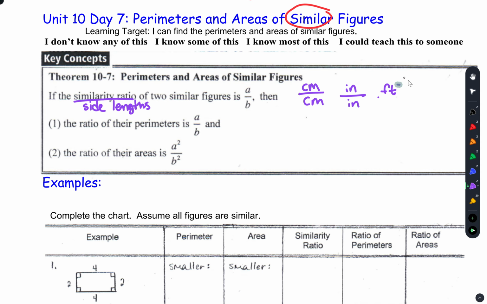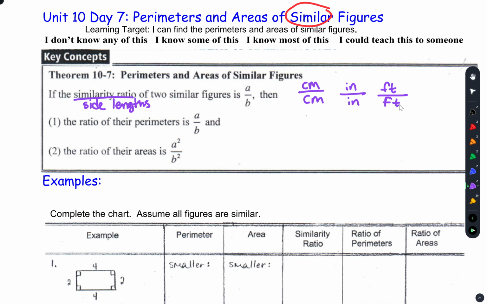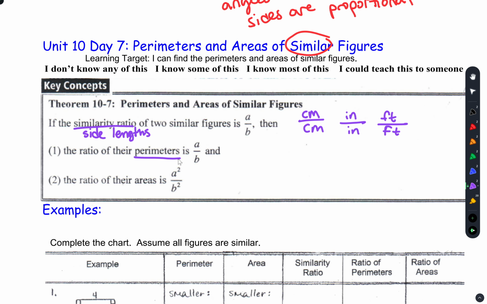If I can erase this, I don't know why it's being weird. Let's say that ratio, we'll call it A over B. And that's just the ratio of side lengths. Then I have two things that are true. The ratio of their perimeters is exactly the same as the ratio of their side lengths. So again, A over B. Perimeter is also measured just like with a tape measure, straight line distance. That's centimeters over centimeters, inches over inches, feet over feet.